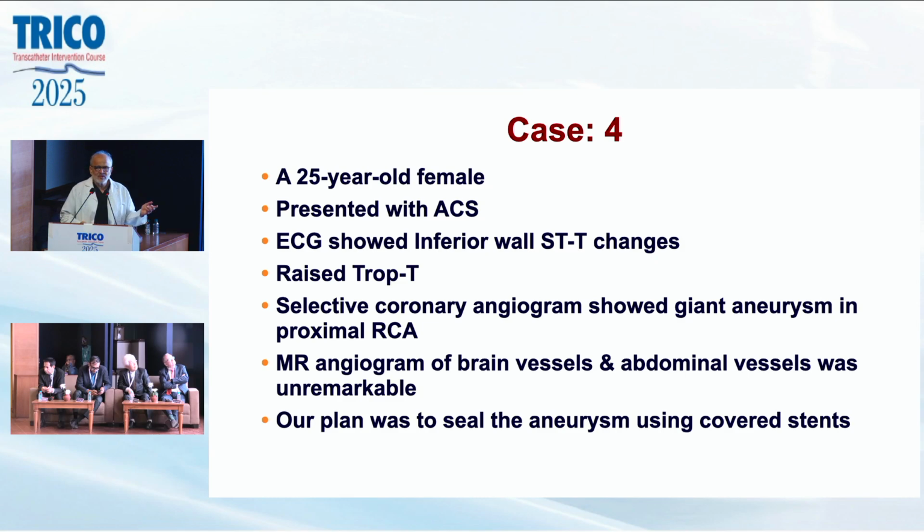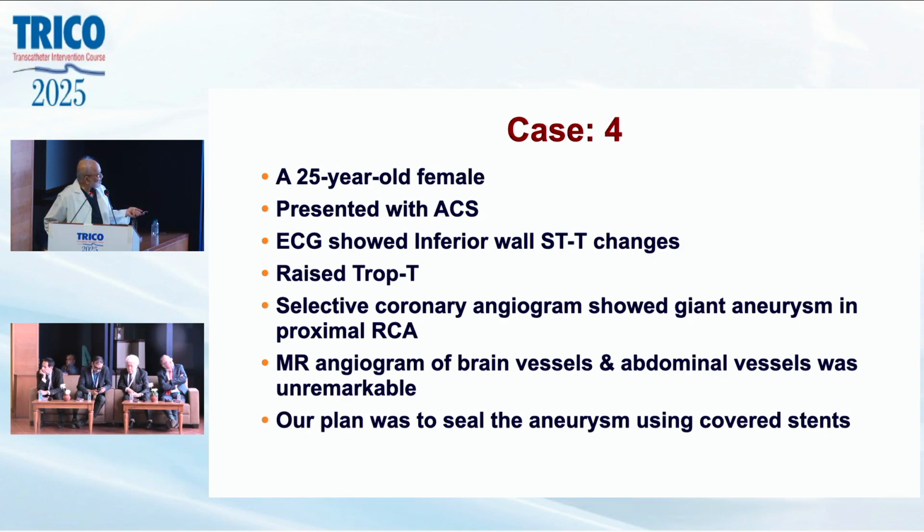And last but not the least, I think many of you might have seen this case, aneurysm management. First, we did, and it was published already in a JACC case report, the first issue at that point of time. A 25-year-old lady presented with ACS, inferior wall changes, raised troponin, a selective angiogram showing a giant aneurysm in the proximal right. And we have got MRI done for every single vessel, particularly brain and abdominal vessels.